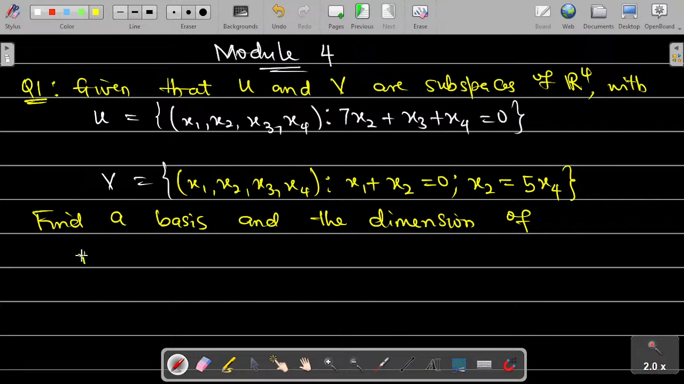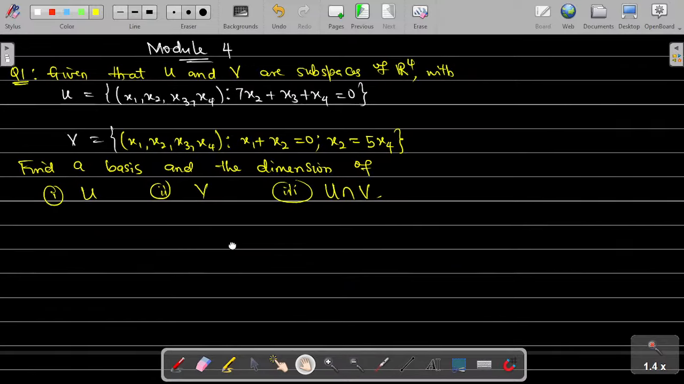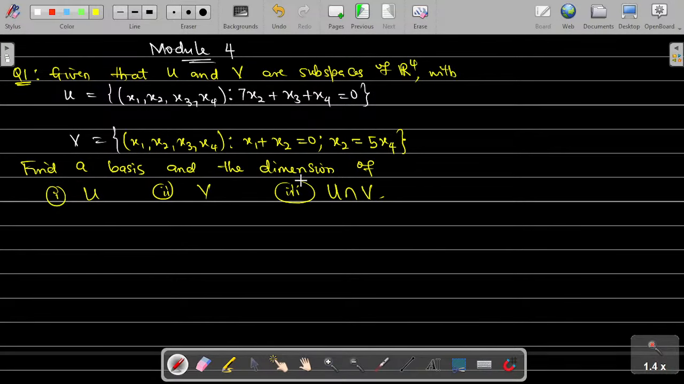So first there is U, then V, then U intersection V. Okay, so that's what we are to do. So what is that going to do for us? Let's see. They started by giving us a solution and then some steps to follow in doing that. They said to fill in the gaps for us.